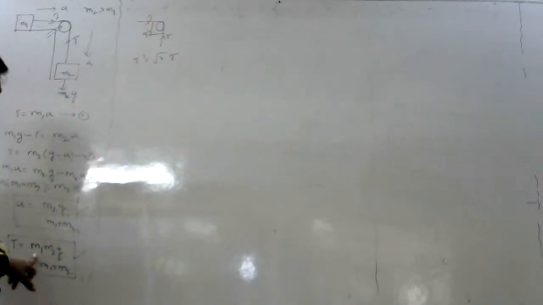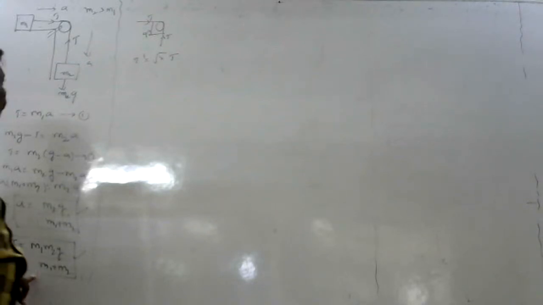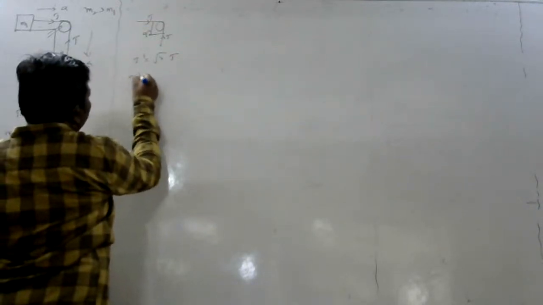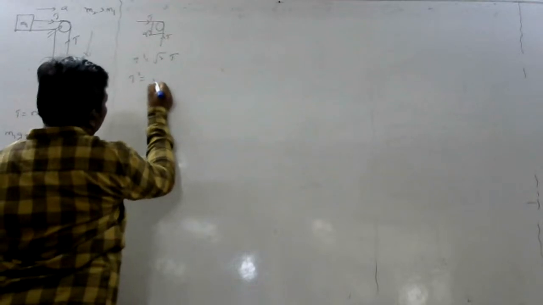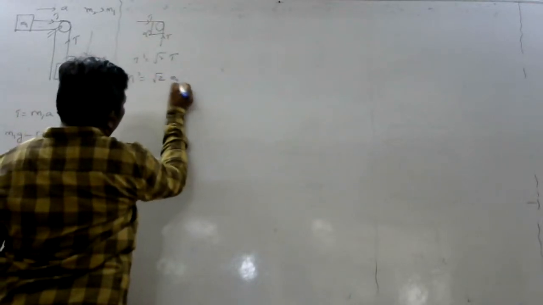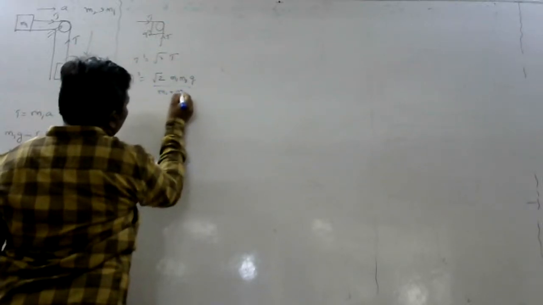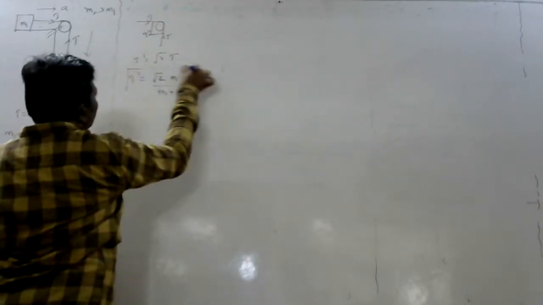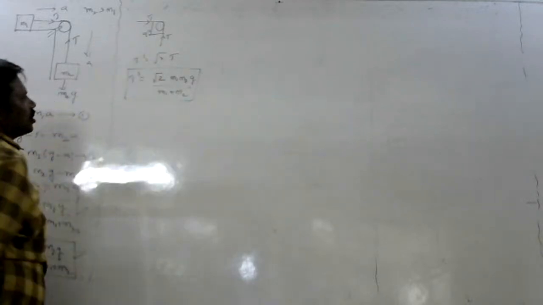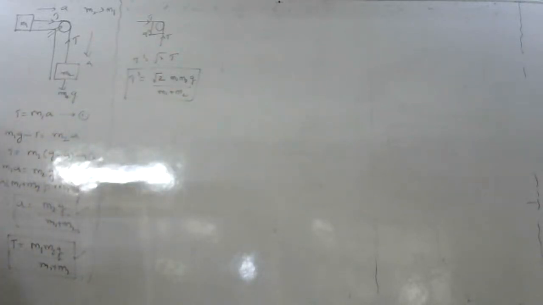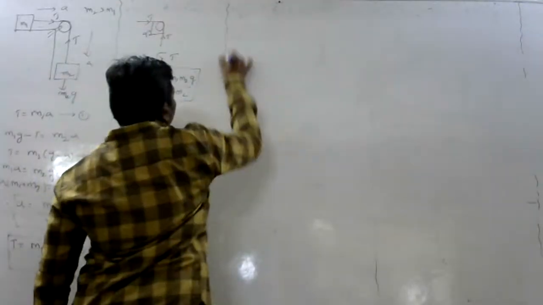Here T is equal to m1 m2 g by m1 plus m2. So the tension on the pulley T dash is equal to root 2 m1 m2 g by m1 plus m2. The force on the pulley T dash is equal to root 2 m1 m2 g by m1 plus m2.